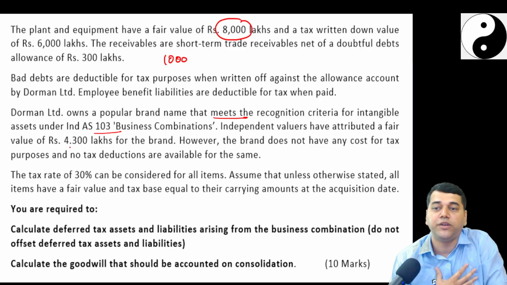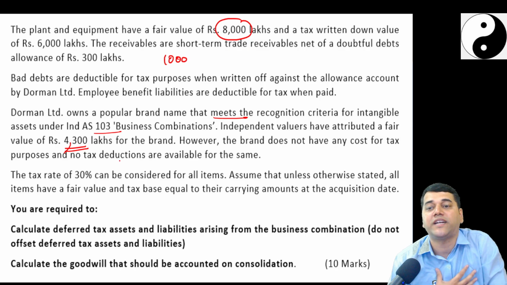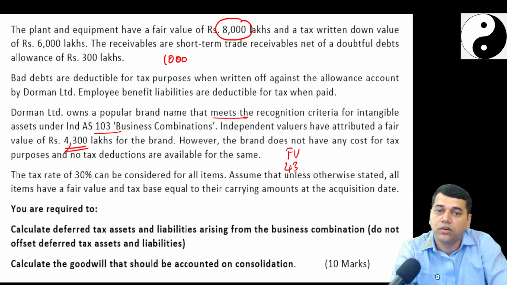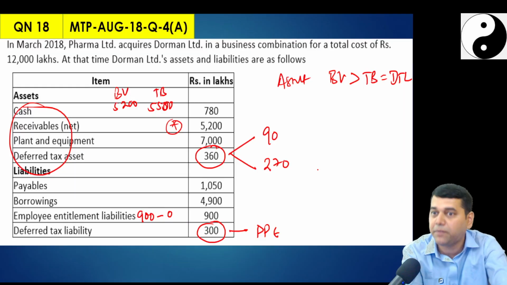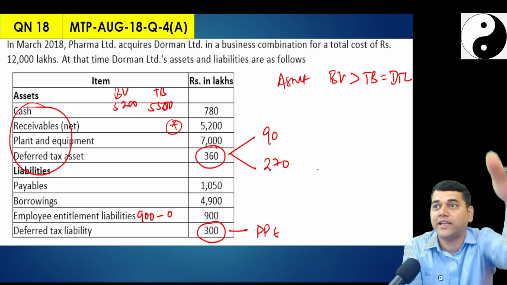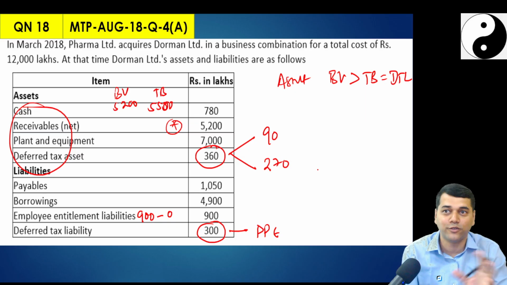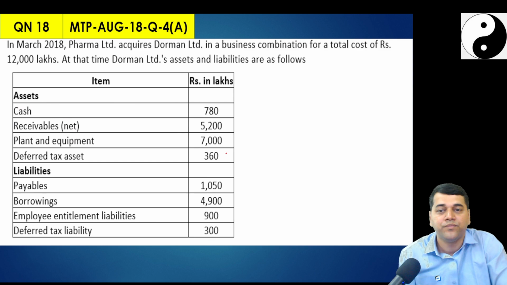Independent valuers attributed 4.3 thousand lakhs. It is not 4.3, it is 4,300. However, the brand does not have any cost for tax purposes and no deduction is available. So what is the fair value? What is the tax base? 0. Is the deferred tax an asset or a liability? Liability. Is it sitting in their balance sheet? No. Why? Because they cannot recognize it. Is it going to come in the CFS? Yes. Understood? Now, I have got two approaches. Approach number 1, scrap these two.